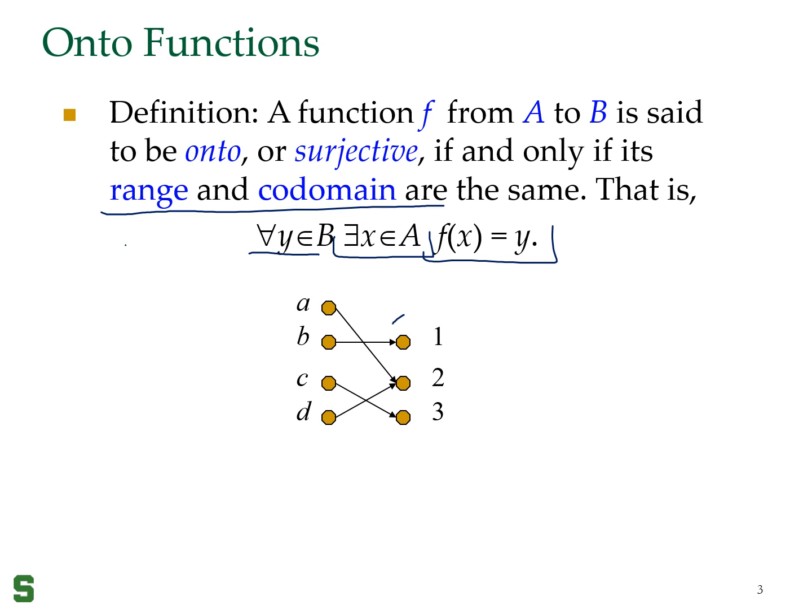So this is an example. Here I have three elements in set B. If I observe each of these, there is something coming in here, there is something coming in here, there is something coming in here. That means this function is onto.